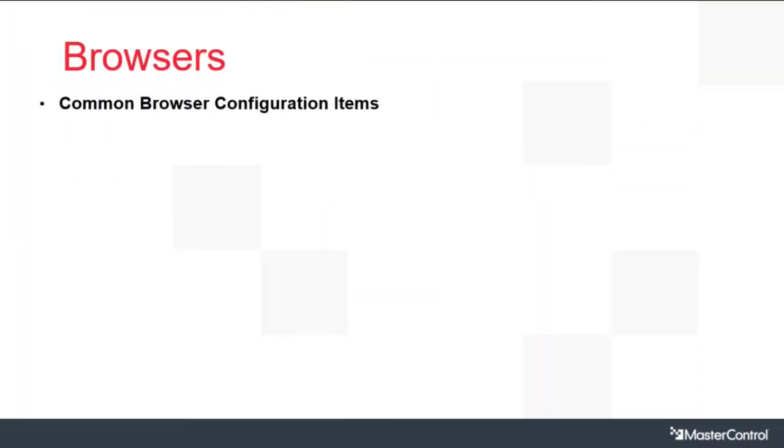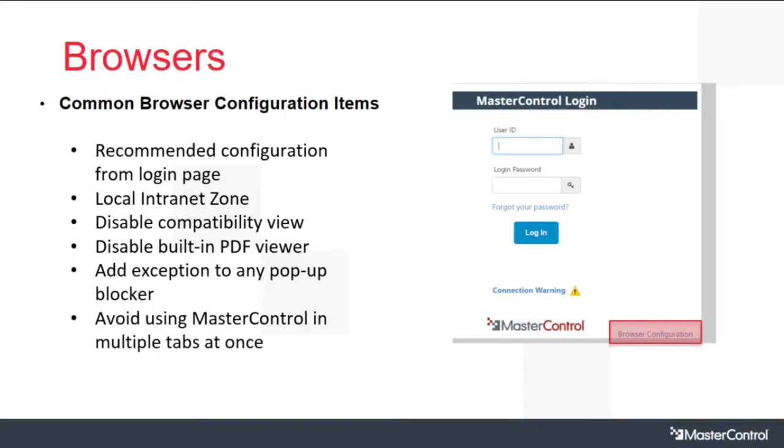Browser issues. So, most common issues. Basically on the login page, every user can access the browser configuration shortcut. This will give you tips and tricks to set up your browsers correctly. Again, local internet zone, disabling compatibility view, disabling the PDF viewer, exceptions to any pop-up blockers will ensure that master control works as expected for your users.